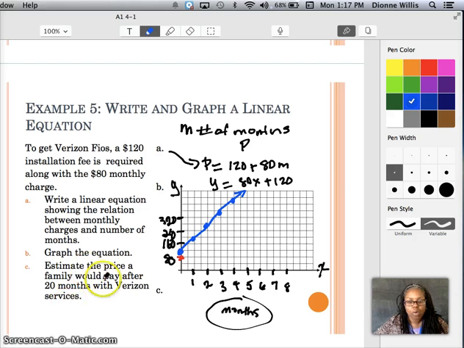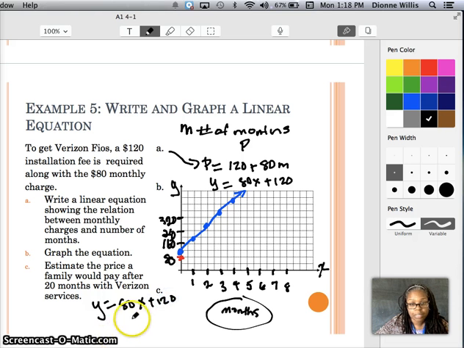And finally, we're going to estimate the price a family would pay after 20 months with Verizon services. When we have something like this, I think the text sometimes wants us to draw a graph and then see where we go. I think that since we came up with an equation, we're going to do better than estimating. We're actually going to calculate. So let me grab my black. So y is equal to 80 times x plus 120. And I'm going to do the math.